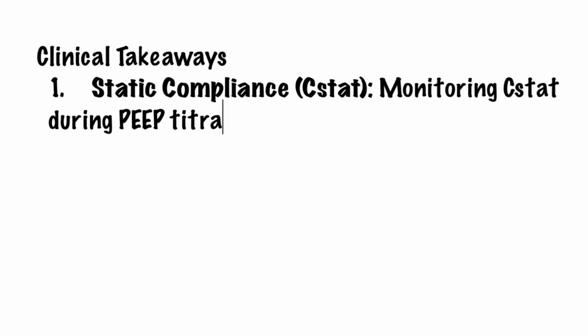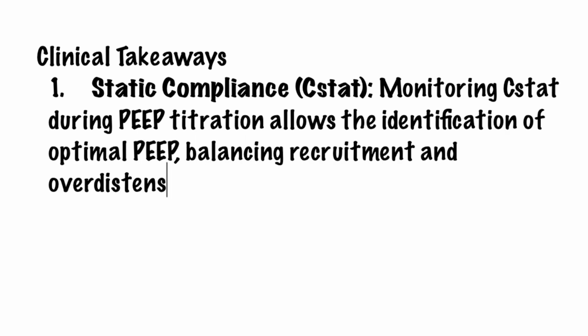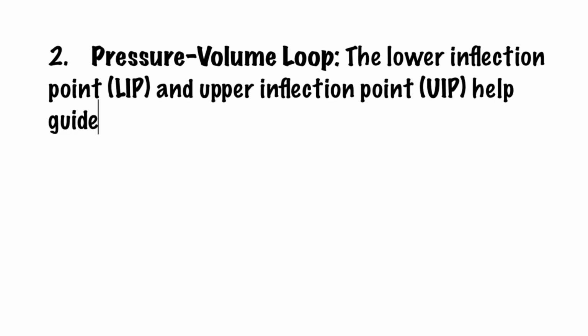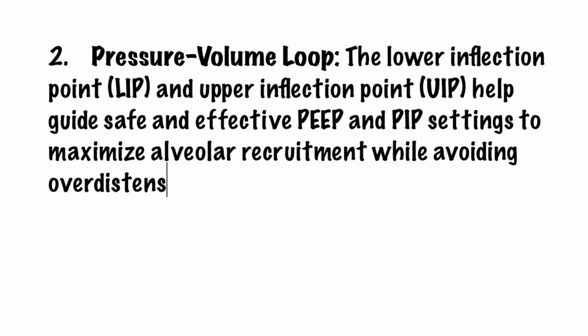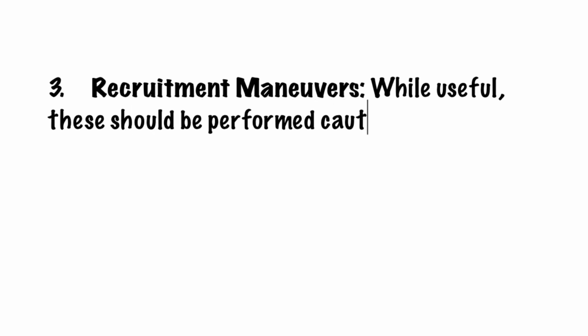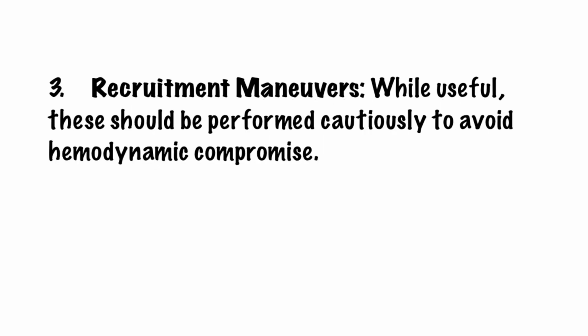1. Static compliance, C-STAT. Monitoring C-STAT during PEEP titration allows the identification of optimal PEEP, balancing recruitment and overdistension. 2. Pressure volume loop. The lower inflection point, LIP, and upper inflection point, UIP, help guide safe and effective PEEP and PIP settings to maximize alveolar recruitment while avoiding overdistension. 3. Recruitment maneuvers. While useful, these should be performed cautiously to avoid hemodynamic compromise.